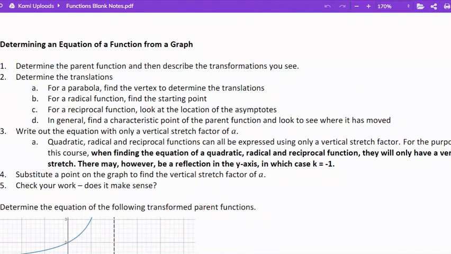Today's task is we're going backwards. Instead of graphing a function with transformations, we are taking a transformed function and figuring out its equation. So because we are going backwards, we're also doing RST backwards.